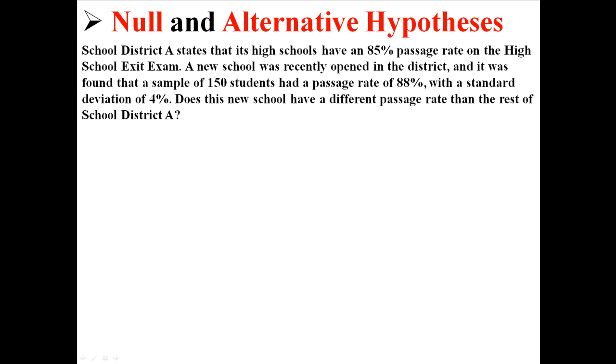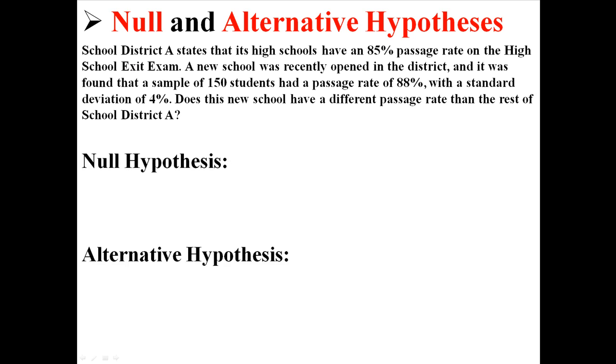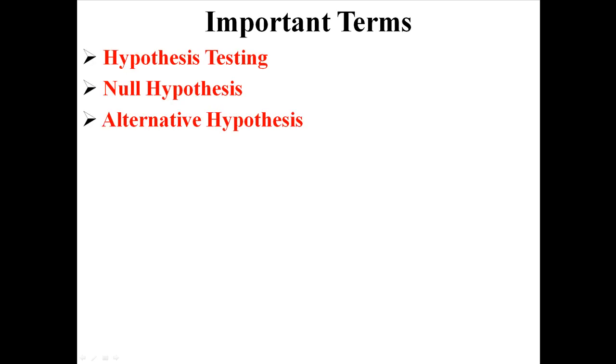So for this example, the null hypothesis H0 is that the mean is equal to 85%. We're going to start off with the assumption that this new school has the passage rate of 85%, just like every other school in the district. And our alternative hypothesis, H1, is that the mean is not equal to 85%. The claim that we're testing is that this new school may have a passage rate that is different from the expected 85%. So that is hypothesis testing with null and alternative hypotheses.